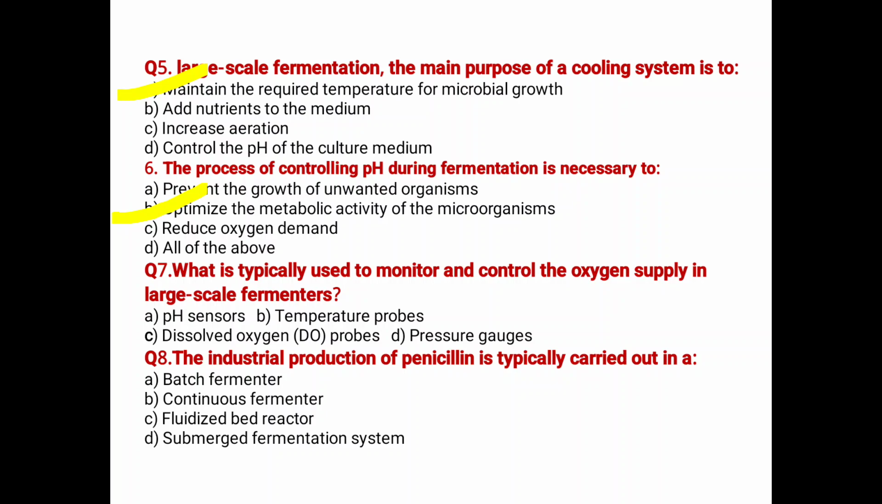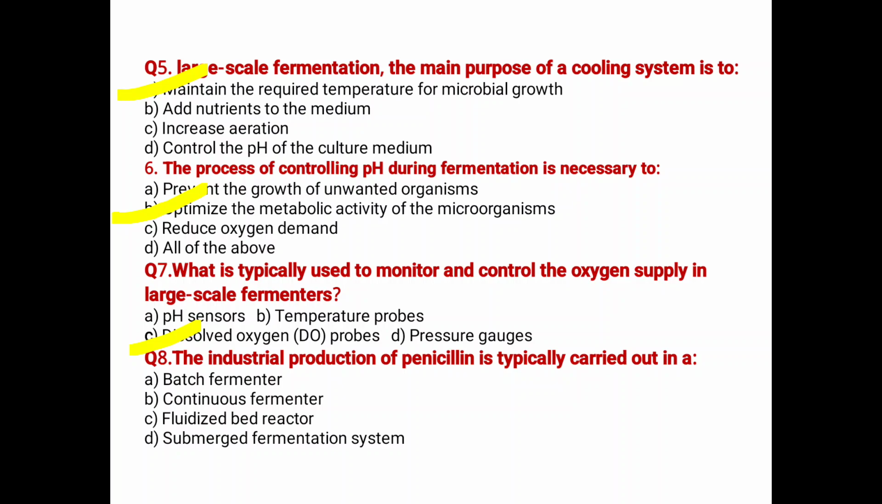Next, what is typically used to monitor and control the oxygen supply in a large scale fermenter? Option A, pH sensor; B, temperature probe; C, dissolved oxygen DO probes; and D, pressure gauge. So C is the correct answer. Dissolved oxygen DO probes are typically used to monitor and control the oxygen supply in a large scale fermenter.